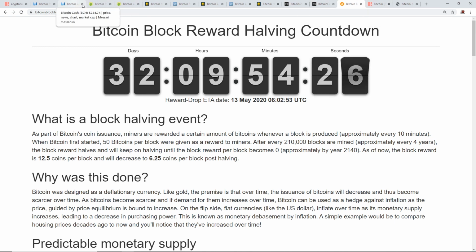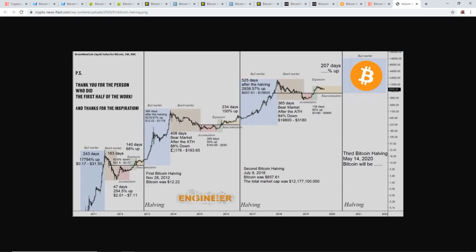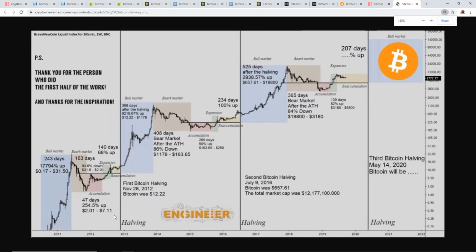And in terms of history, the halvings, I have a little chart here. In terms of the halvings previously, there's been kind of like a 2 month, 3 month lag after the halving for Bitcoin. That's when the prices started to run up.